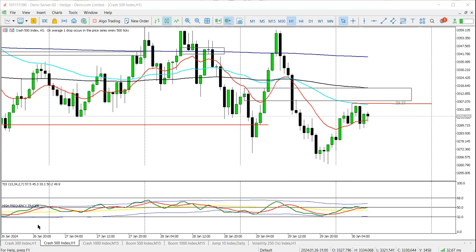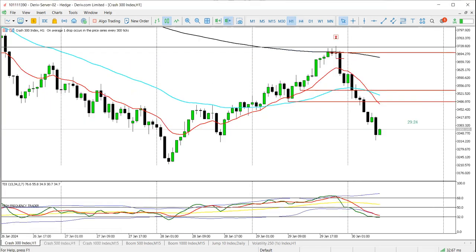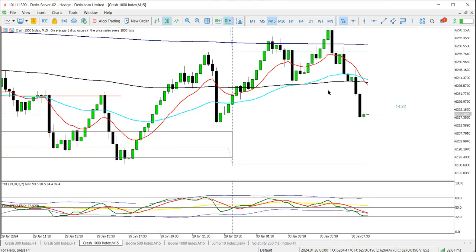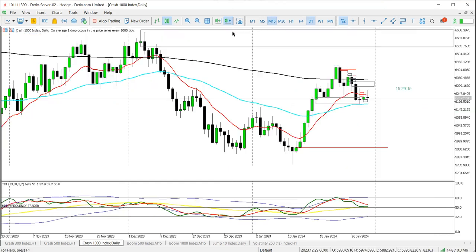I'll leave this chart on the H1. Going to C1000, I noticed C1000 is already in motion. And again, let's see if I can explain this setup. We are currently trading on the 13 EMA on the daily. This price action can be a bit tricky right here because there'll be a lot of trap moves.